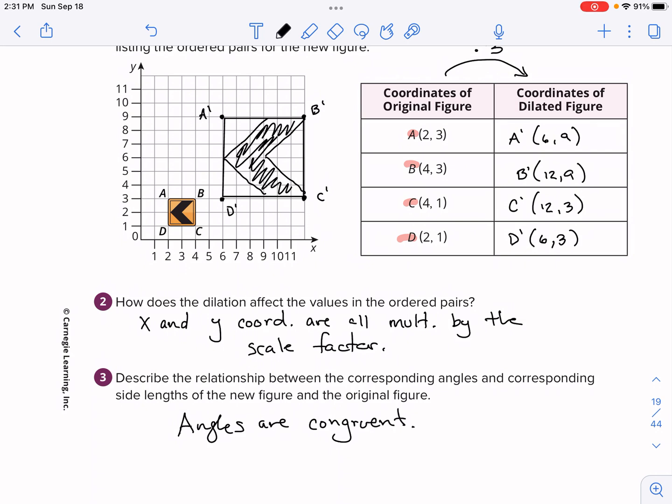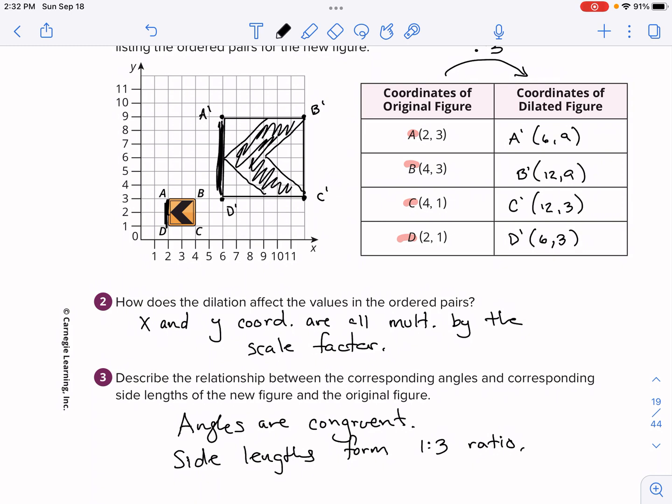The only thing is the side lengths, right? Are the side lengths the same? Meaning, from A to D, is that the same size as A prime to D prime? No, it's obviously bigger. So we're going to say side lengths form, right, we got it bigger. So for each, we'll say this was 2 units. Now this is 6 units. This is a 1-to-3 ratio, meaning everything that's 1 unit tall is now 3 units tall. Okay.